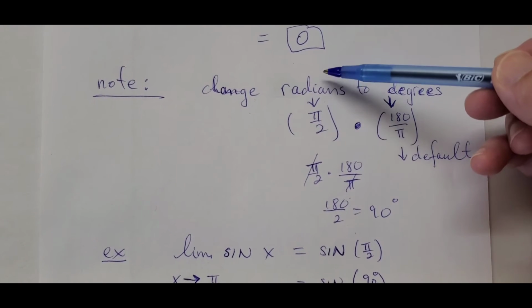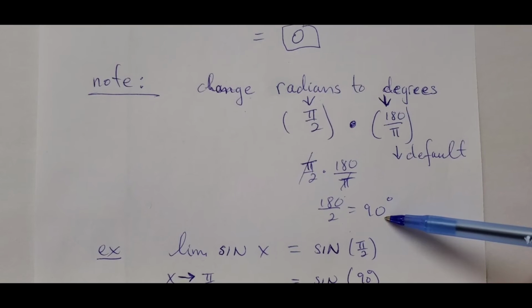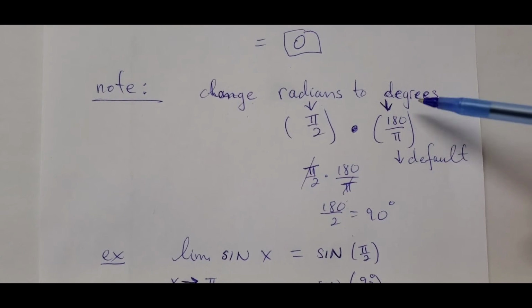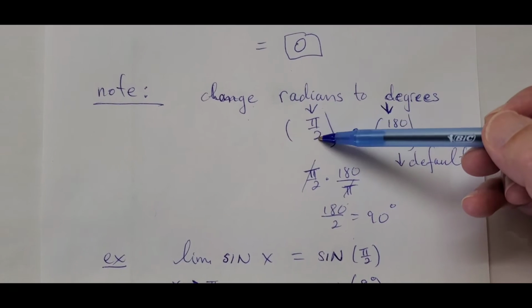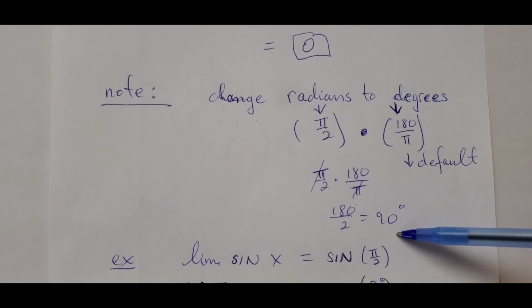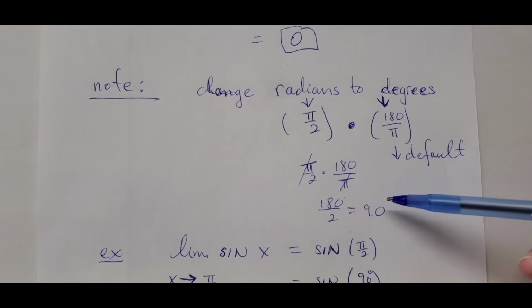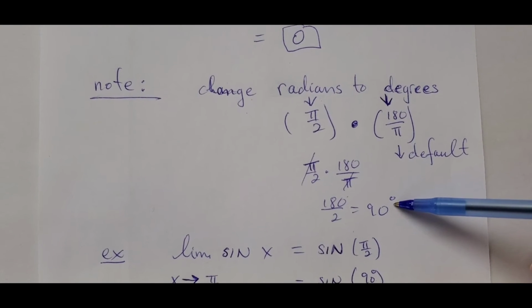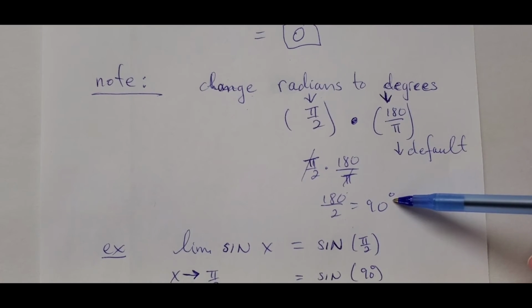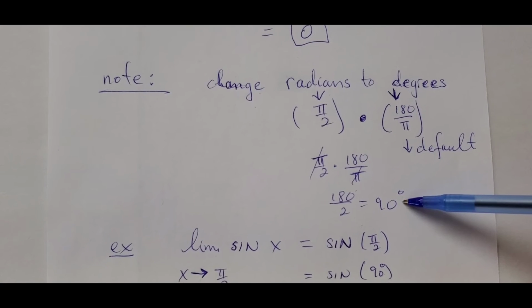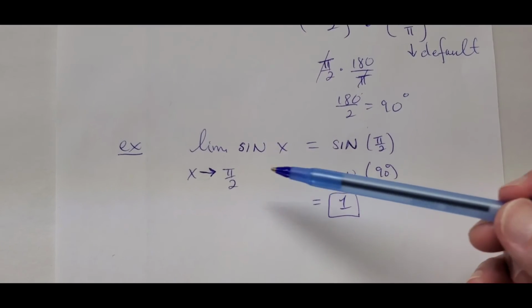Pi over 2 is in radians, and 90 is in degrees. The reason we want to change it to degrees is because it's easier, and your calculator takes degrees. Here's another example.